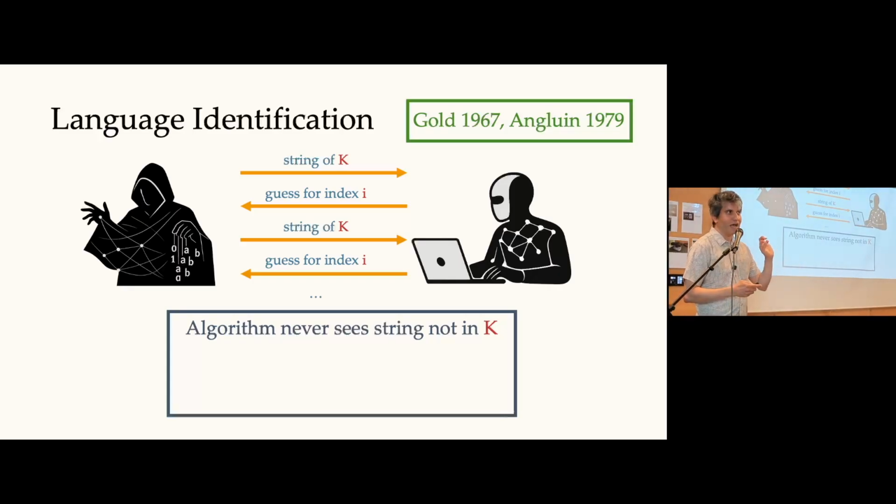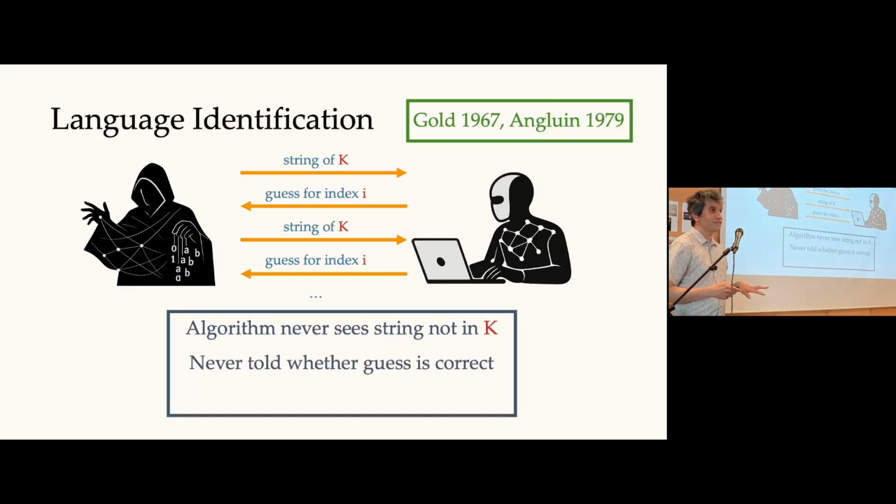One is the algorithm never sees negative examples. So no one tells us that, oh, here's a string that's not in the target language. We're only seeing positive examples. Okay. We're never told whether our guess is correct or not. We keep guessing, but no one actually tells us whether we've succeeded or not. And lastly, we can't actually ask whether a particular string is in the correct language or not. Okay, so we can't ask questions like that. All we do is just guess. All right? So that's the model.